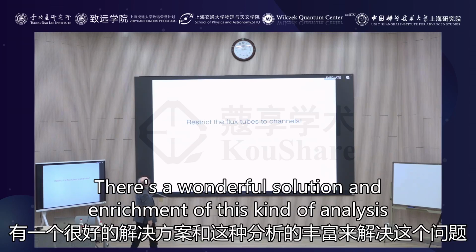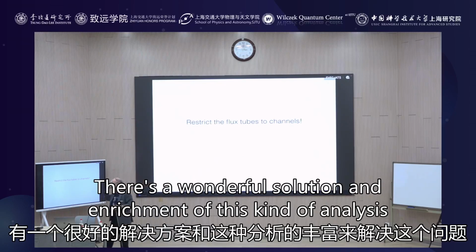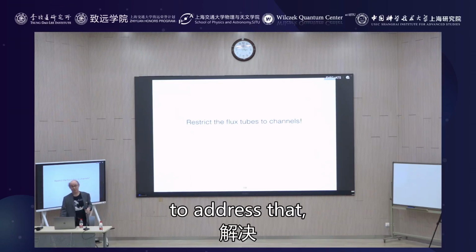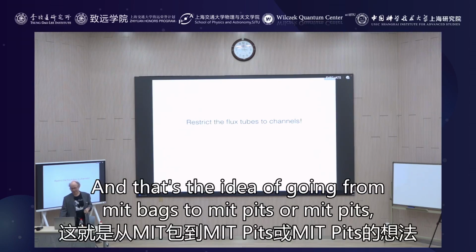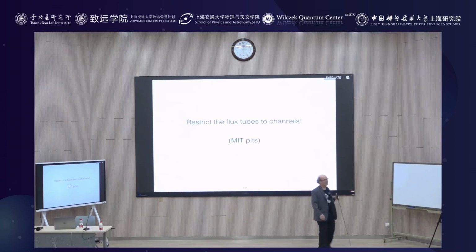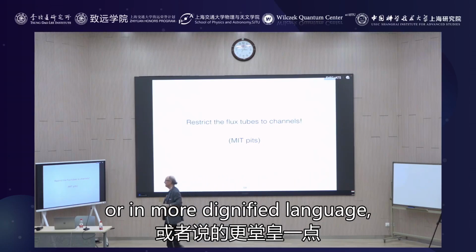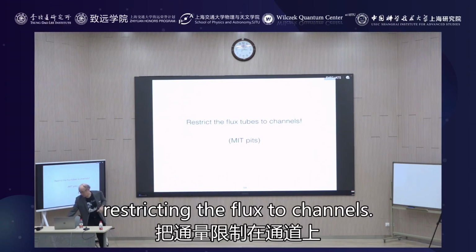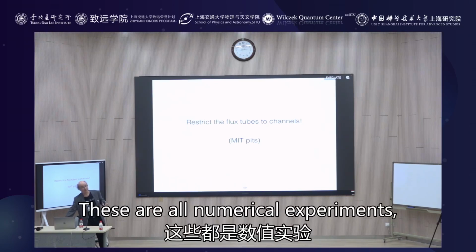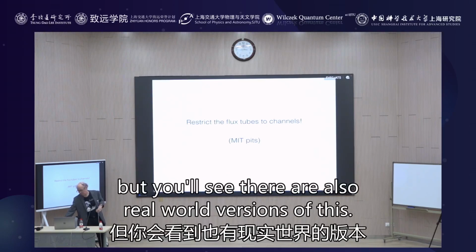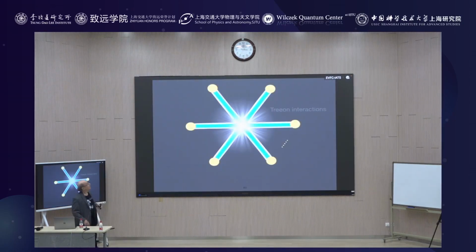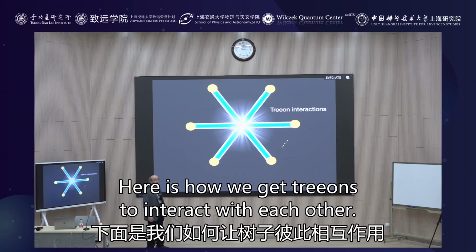And there's a wonderful solution, an enrichment of this kind of analysis that addresses all those questions. And that's the idea of going from MIT bags to MIT pits, or in more dignified language, restricting the flux tube into channels. How do we do that? These are all numerical experiments, but you'll see there are also real-world versions of this. So here's how we get trions to interact with each other, for instance.